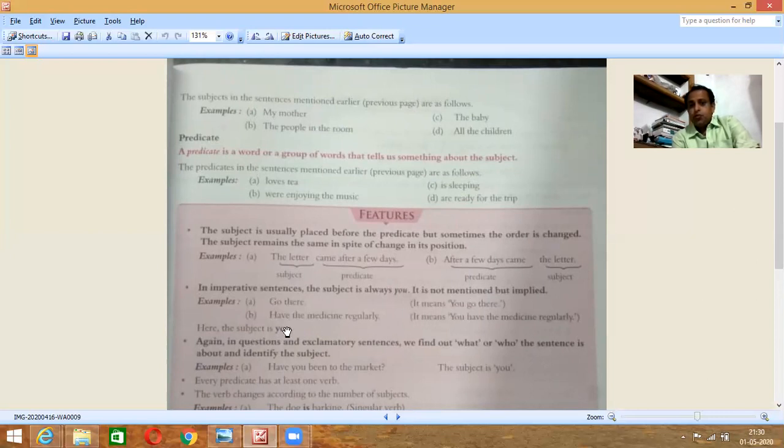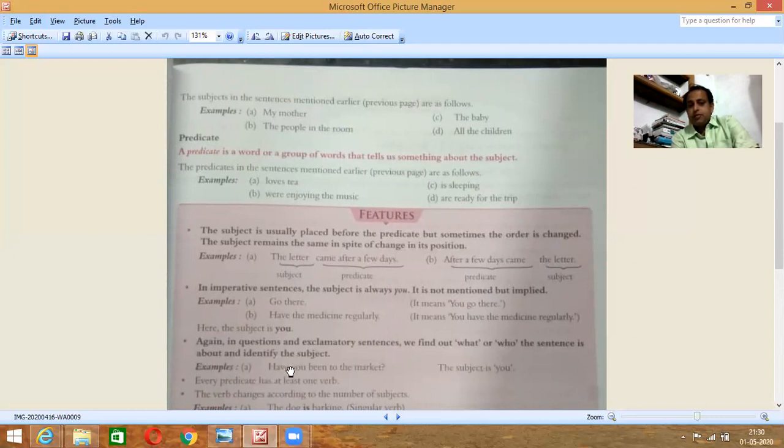So, you go there. Have the meditation regularly. So here also, you have the meditation regularly. These subjects are implied. Again, in questions and exclamatory sentences, we find out what or who the sentence is about and identify the subject. Have you been to the market? Subject is you. Have you been to this market? So, you is the subject here.